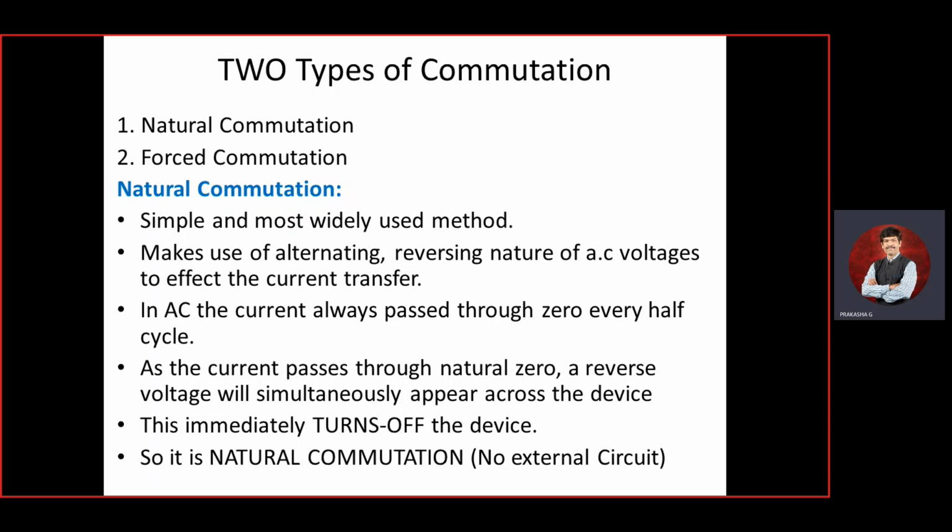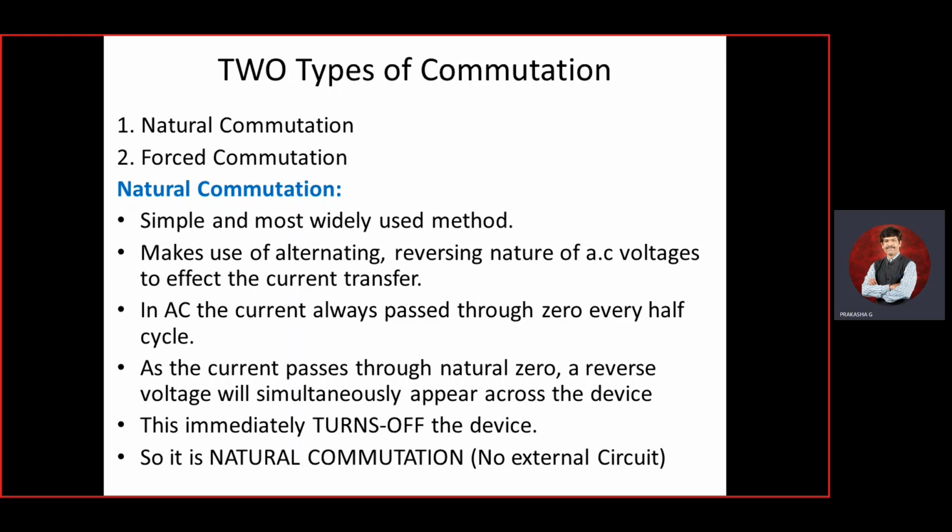It is purely based on the AC current which you have applied to the circuit. I'm not creating any external circuit. Just a thyristor is connected with your input voltage or input current. Input current is an AC current. It keeps on varying, so the thyristor will be switched off each and every time when your current goes to 0. That is natural. Okay. The second method is forced commutation.